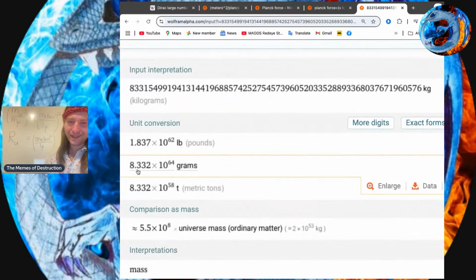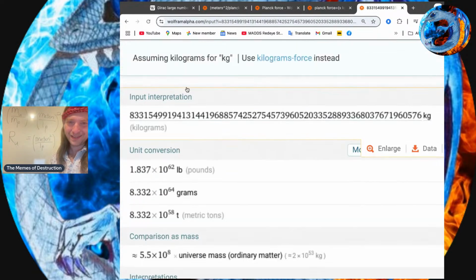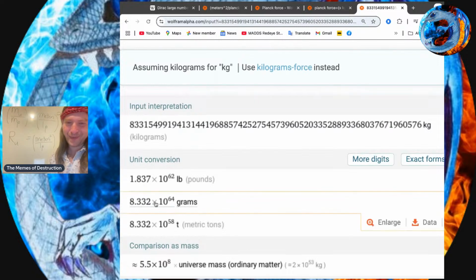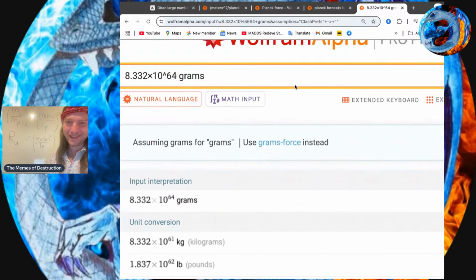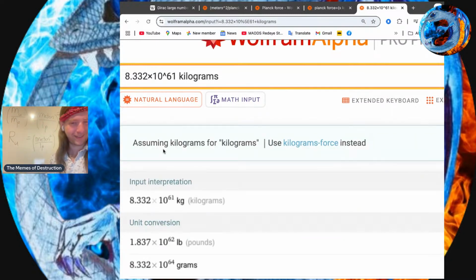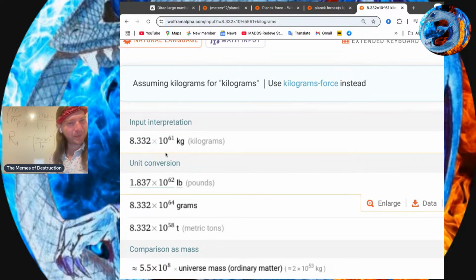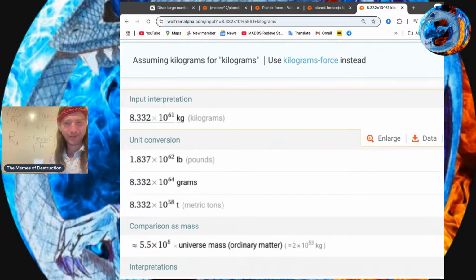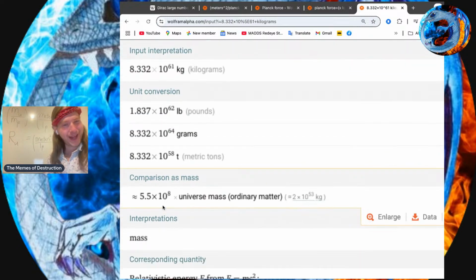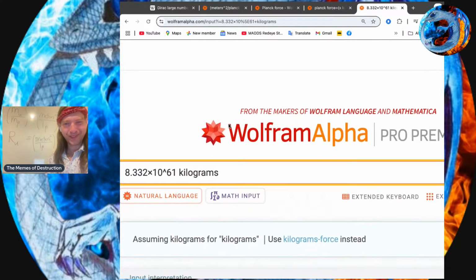So what is this? It's going to be 3 orders of magnitude less in kilograms. So we have about 61, because we express it in that way, the way we've done it for a long time. You get about 8 times 10 to the 61 kilograms, or 8.33. It was actually 1.5, so that rounds up there. So that's about 8 orders of magnitude the mass of ordinary matter within our observable universe. Pretty cool.